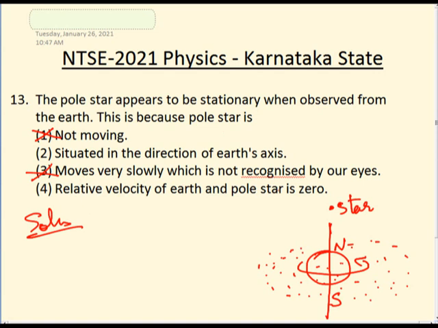Relative velocity of earth and pole star is 0. So what do you think about this one? It is not. Relative velocity is there because it might be moving somewhere else and the earth is also moving somewhere else. The relative velocity is obviously not 0. So this is not an option. The right option obviously is the second one.